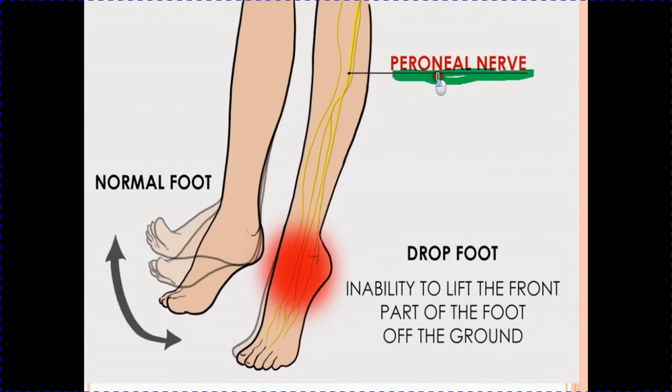So if there is injury to the peroneal nerve, there is development of a condition which is called foot drop. Foot drop is actually inability to lift the front part of the foot off the ground, meaning inability to perform dorsiflexion. Now you know all the muscles of the anterior compartment are responsible for the movement of dorsiflexion, and whenever there is injury to the peroneal nerve, the dorsiflexion movement is impaired. The condition is called foot drop.